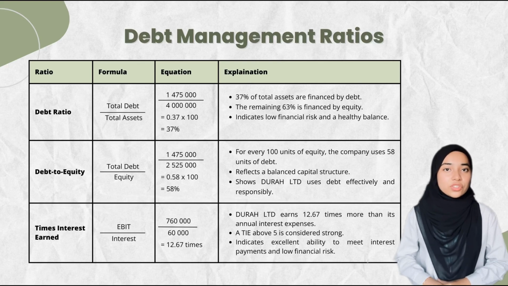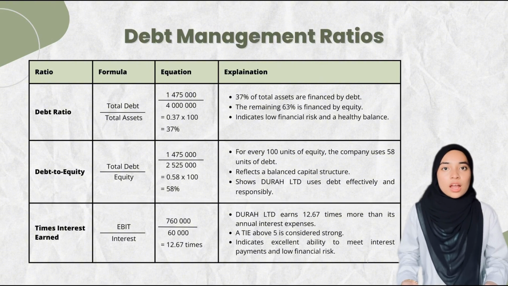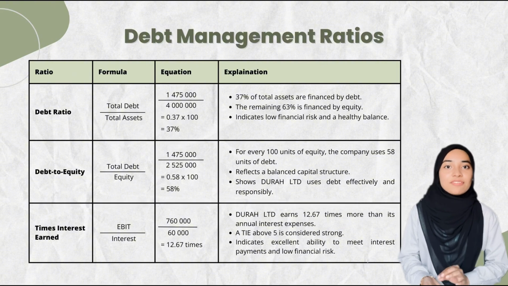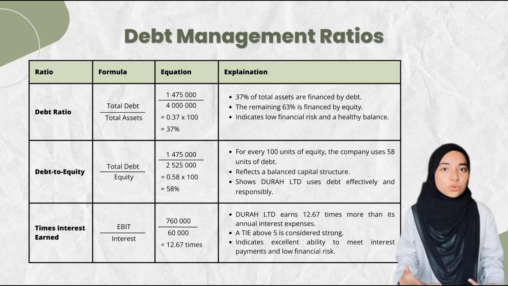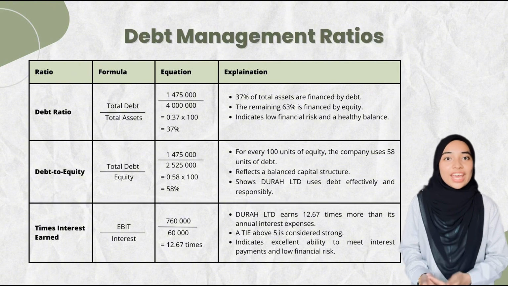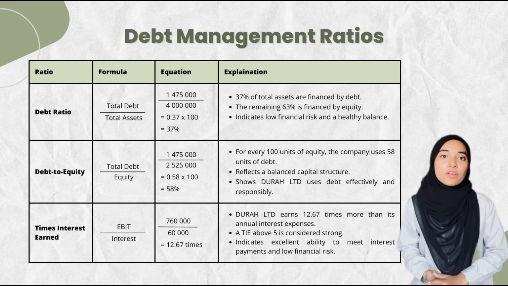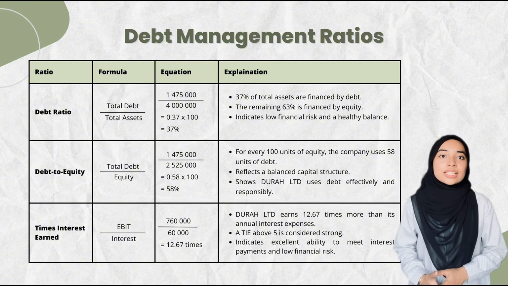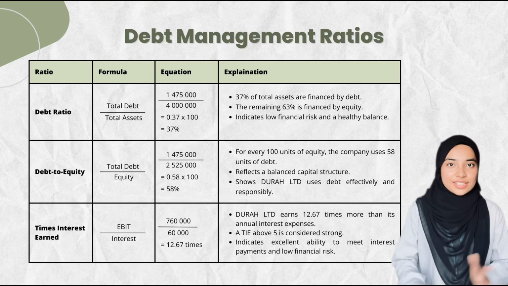Next is the debt to equity ratio, which compares how much the company has borrowed to how much has been invested by its owners. Using the formula, debt to equity equals total debt divided by total equity. That's 1,475,000 divided by 2,525,000, which equals 0.58 or 58%. So, for every 1 unit of equity, the company has about 0.58 units of debt. This reflects a balanced capital structure, meaning DURAH LTD is using debt responsibly while still maintaining control over financial risks.